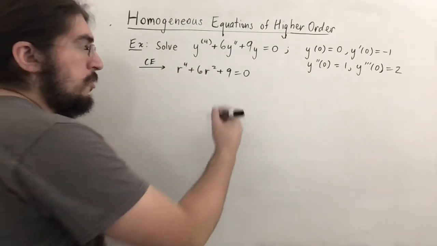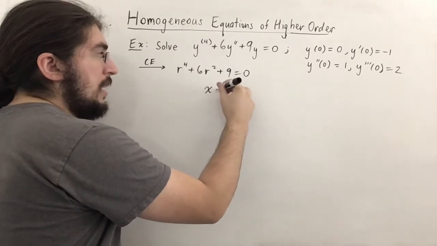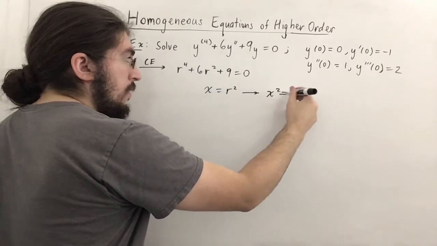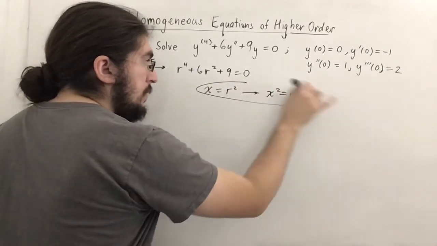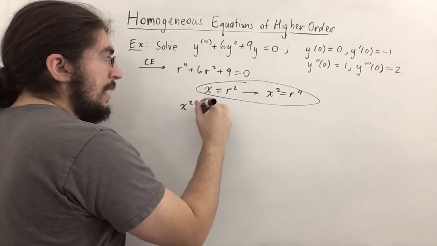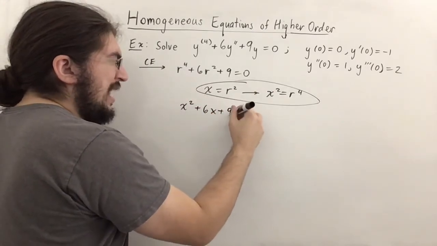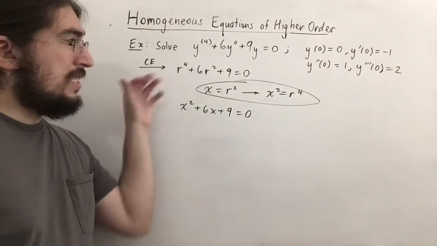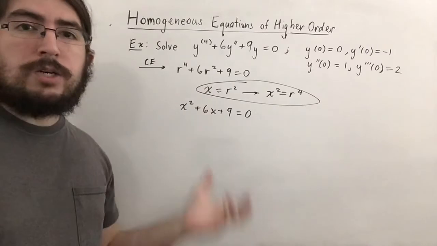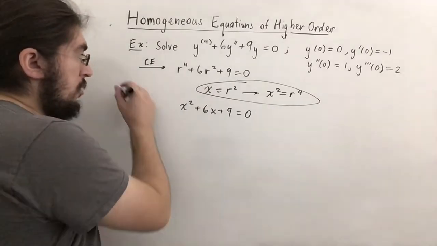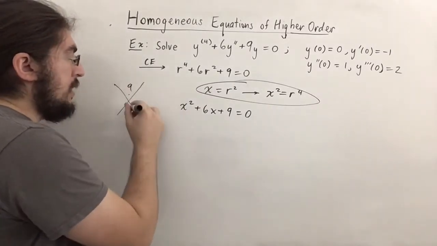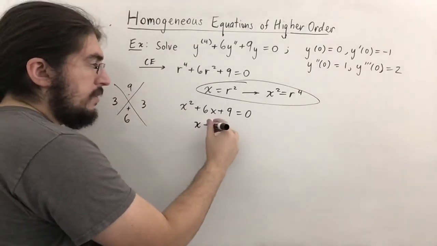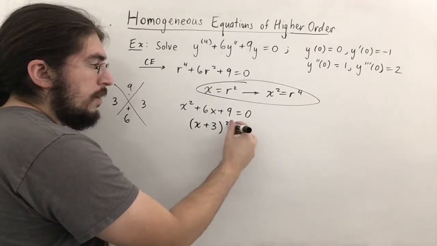So there's a substitution you can make. If we let x equal r squared, then notice x squared must be r to the 4th. In other words, if you apply the substitution into this polynomial, you end up getting x squared plus 6x plus 9, and now we've converted this into a quadratic. That's why I said it's in quadratic form, because it's just one substitution away from being a quadratic itself. Now this is totally factorable. Two numbers that multiply to 9 and add to 6 are just 3 and 3. They're both positive. So this actually factors as x plus 3 quantity squared.